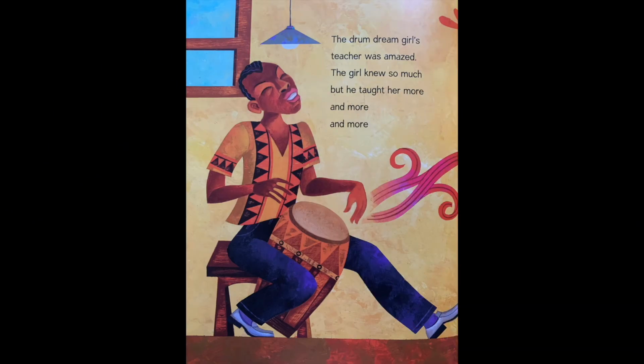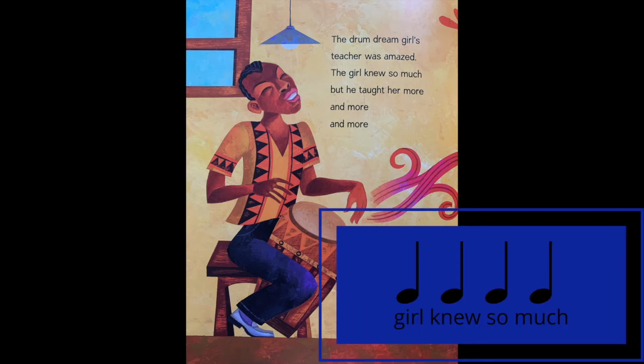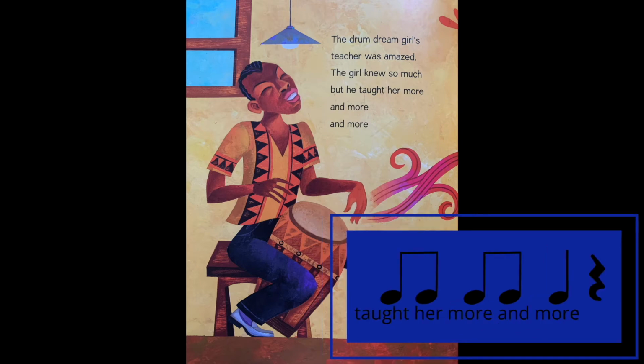Good job. The drum dream girl's teacher was amazed. The girl knew so much, but he taught her more and more and more. Our first rhythm says, girl knew so much. Ready, go. Girl knew so much. Awesome. And then taught her more and more. Ready? Taught her more and more. Let's do that again. Taught her more and more.